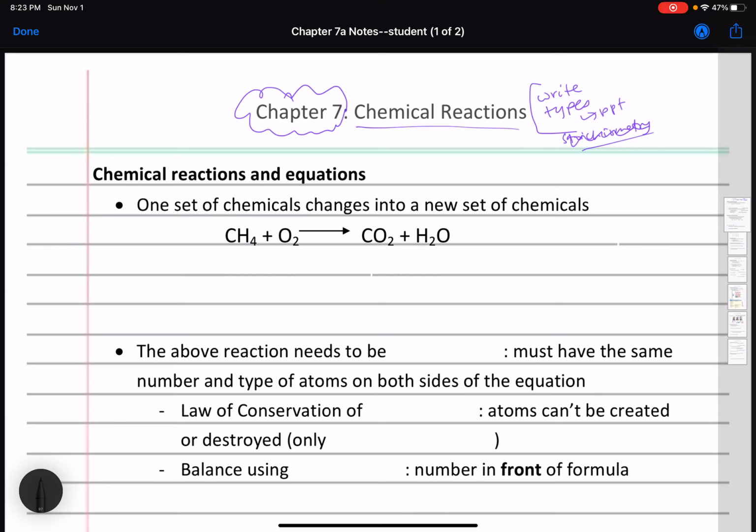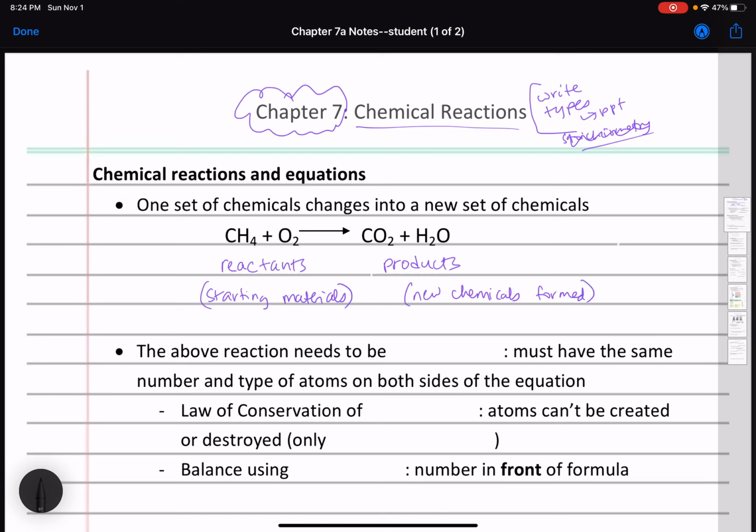All right, so chemical reactions, we can write them out as equations, kind of like a math equation. And in a chemical equation, everything on the left side of the reaction arrow are the reactants. And the reactants are our starting materials. All right, and everything on the right side of the reaction arrow are the products. And the products are the new chemicals that are formed.